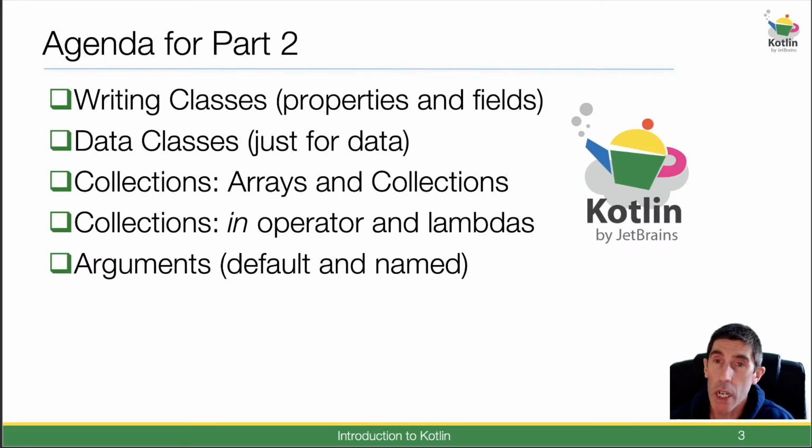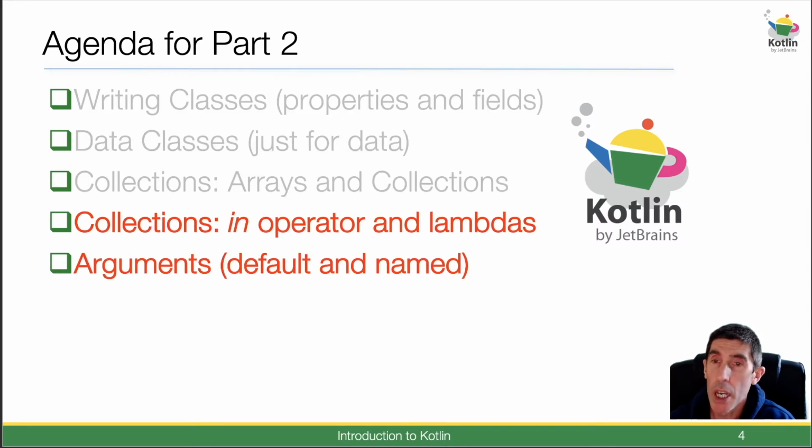So we've looked at writing classes and our data classes, and we'll see those now in the case studies. We've had a look at collections with arrays and collections, and now today we're going to revisit the in operator. We've seen that, but in the context of collections, and lambdas. Again, we've touched on these over some of the material so far. We haven't really talked about them in any great detail, but that's what we will do today. And we'll finish off then with a small section on arguments, default and named. Again, we've seen this before, but just to talk about it in a little bit more detail.